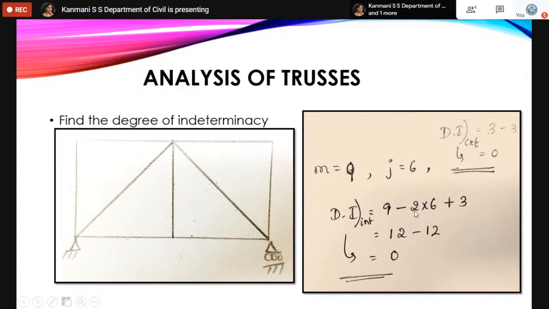So 9 is the number of members, 6 is the number of joints, into 2. You know what this 2 is? I told you in the last session itself. 2 is nothing but the equations of equilibrium available at each joint. So 2 into 6 is 12, plus 3. Then here plus 9, totally 12 minus 12 is 0. So internally it is a determinate structure. Again, externally, we have 3 reactions and 3 equations of equilibrium. So it is externally also determinate. So it is a determinate structure.